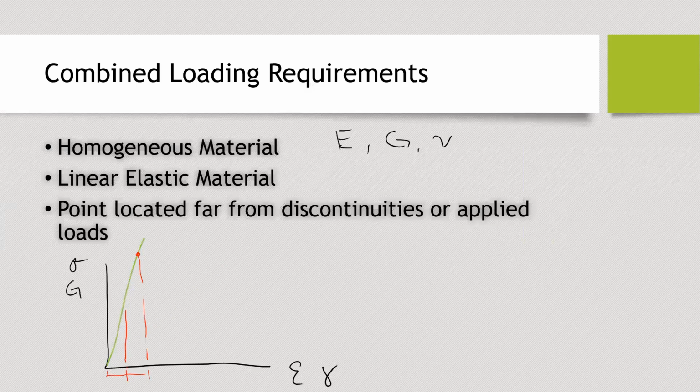And this is really important. The point that we're looking at has to be far from discontinuities or applied loads. All of the equations that we have for stress in this class are really kind of average values, if you will, right? Our P over A, they're not looking at stress concentrations around a loading or at a sharp corner or anything like that. So we need to be kind of out in the main body.